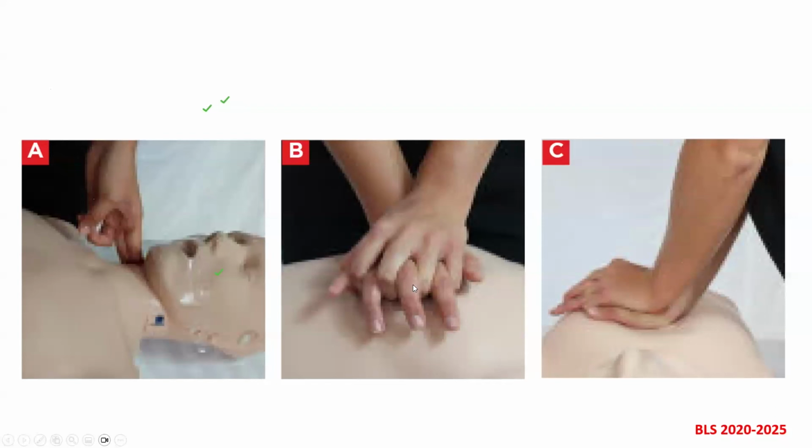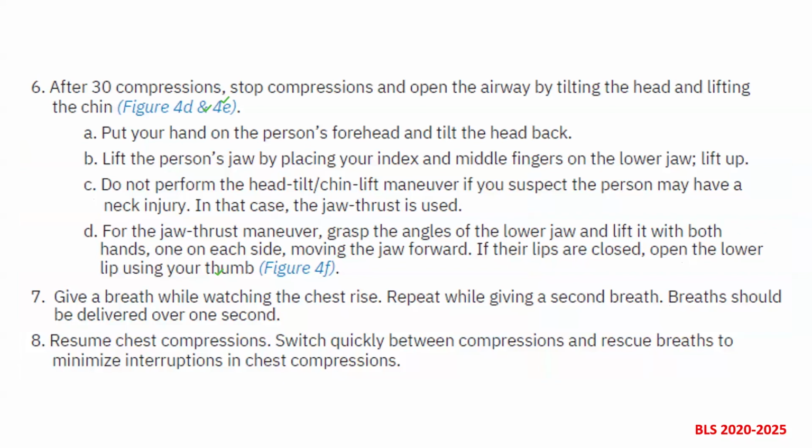So this is the way: put the heel of one hand on the lower third of the sternum, and the other hand should interlock with the first one, and do the chest compressions to a depth of 5 centimeters. After 30 compressions, stop compressions and open the airway with a head tilt and chin lift. I will show you how to do that. Put your hand on the person's forehead and tilt the head back.